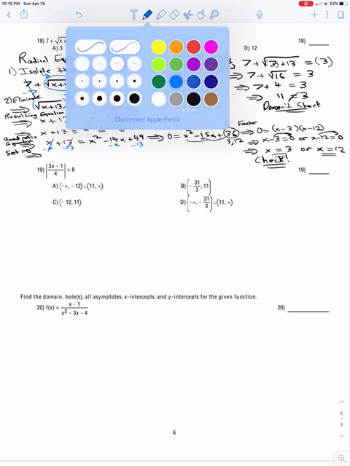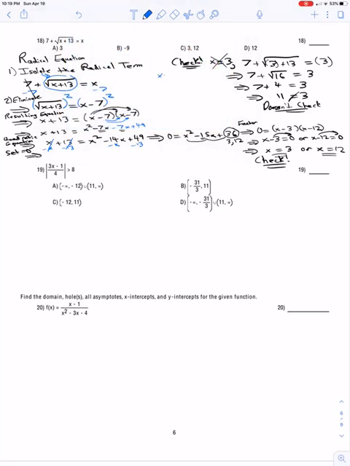Now let's check the other one. Let's check x equal to 12. So with x equals 12, we get 7 plus the square root of 12 plus 13 equal to 12. As we simplify that down, we get 7 plus the square root of 25 equal to 12, which is 7 plus 5 equal to 12, which is true, 12 equal to 12. It checks.